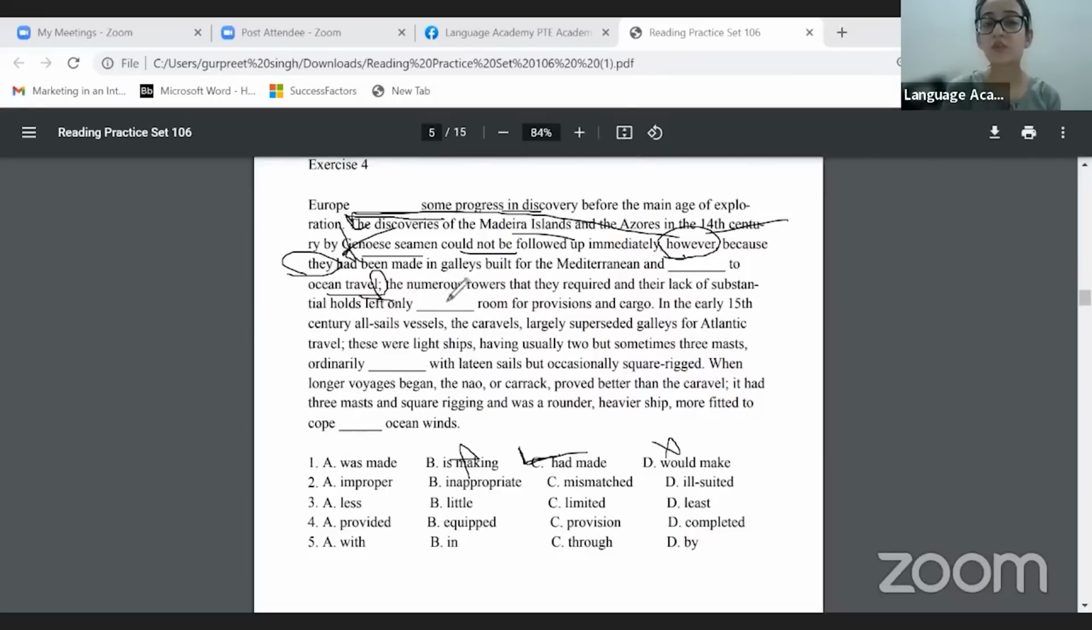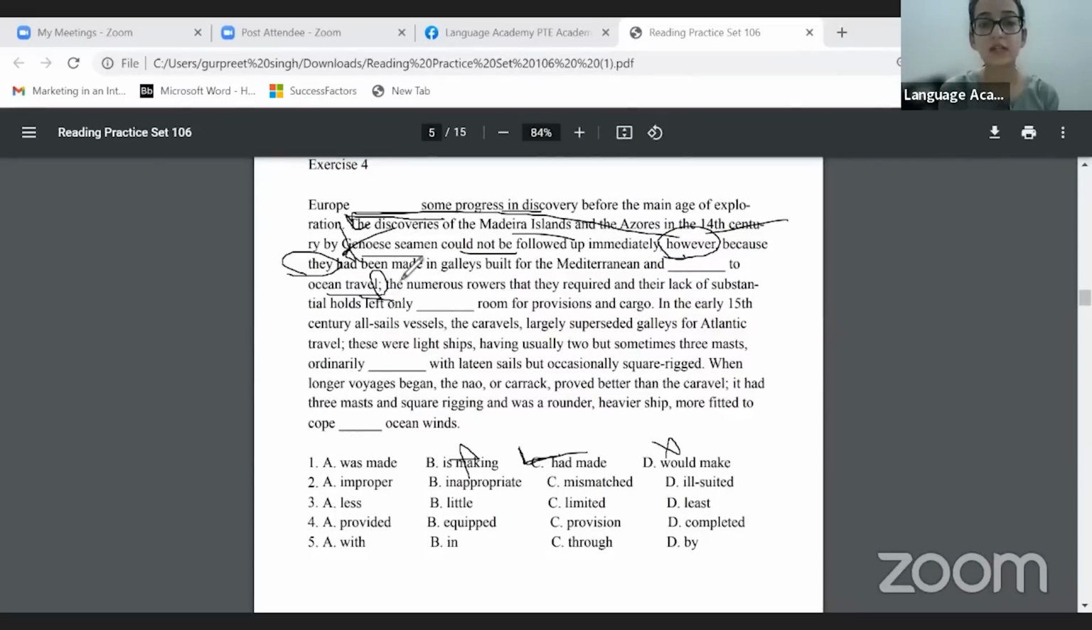What do they want to say? The numerous rovers that they required and their lack of substantial holds left only dash room for provisions and cargo. Definitely it means not a positive thing. The way they are saying it, left only, so there cannot be much room. It will be less room. Anyhow, it's not a good, not a positive way of writing.